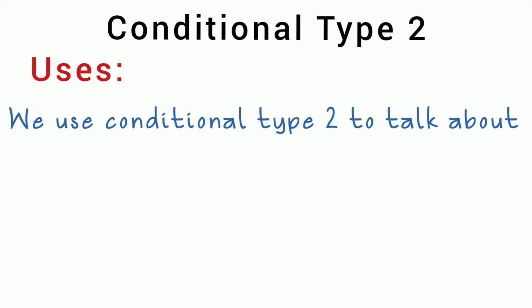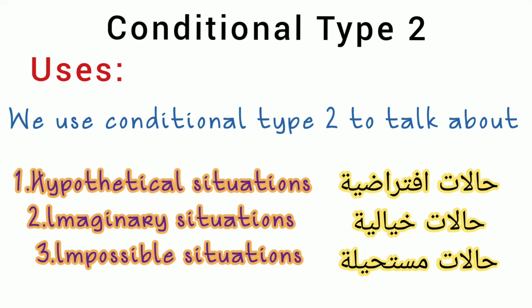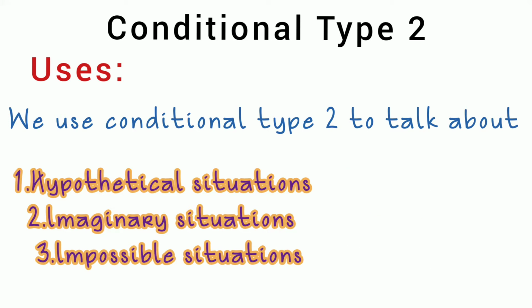So here for conditional type 2, we start again by the uses. يعني نبدأ باستعمال هذا النوع من الجمل الشرطية. We use conditional type 2 to talk about hypothetical situations, imaginary situations, or impossible situations. بمعنى نستعمل هذا النوع من الجمل للتعبير عن حالات افتراضية أو حالات خيالية أو حالات مستحيلة.